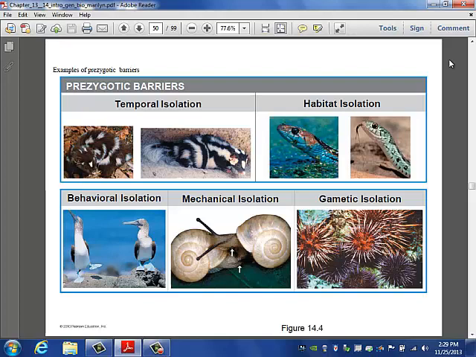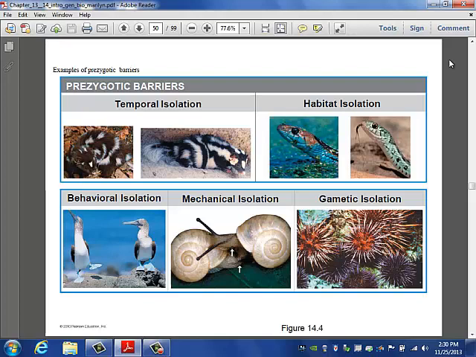So, prezygotic barriers, temporal isolation. I think this is in, where is this? We're kind of pulling from different places in the book. And this is on page 272 and 273 in your textbook. So we see two closely related species of skunk mate at different times of the year. So are these two species going to mate? No, because one becomes fertile at a totally different time than the other one does.